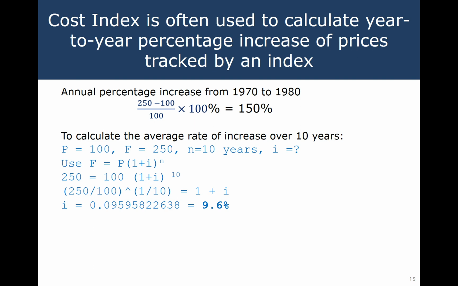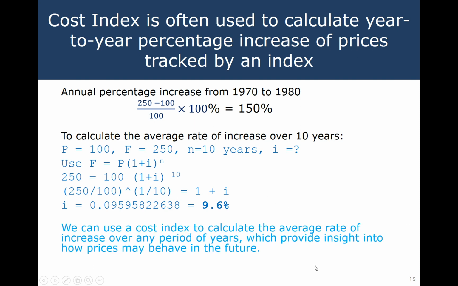Okay, so to calculate the average increase over the 10 years, we can use this equation. Future value is equal to the present value times the compounding rate. And then you can find out that the average rate is equal to 9.6%. And we can use the cost index to calculate the average rate increase over a period of years, which provides insight into how the price may behave in the future.